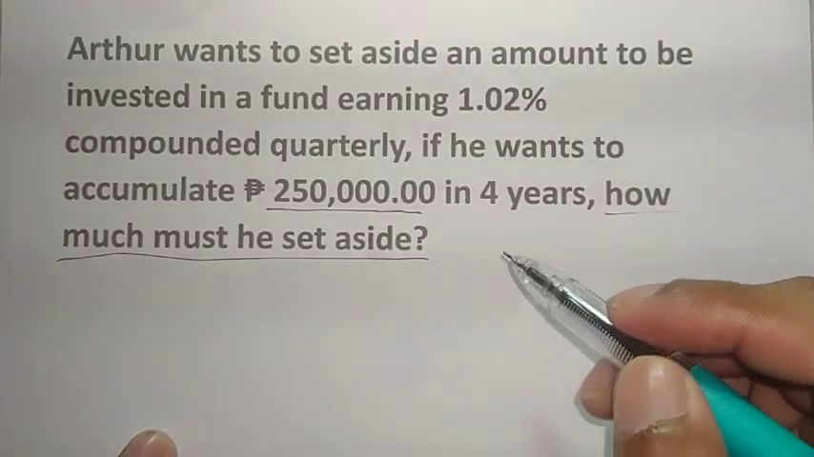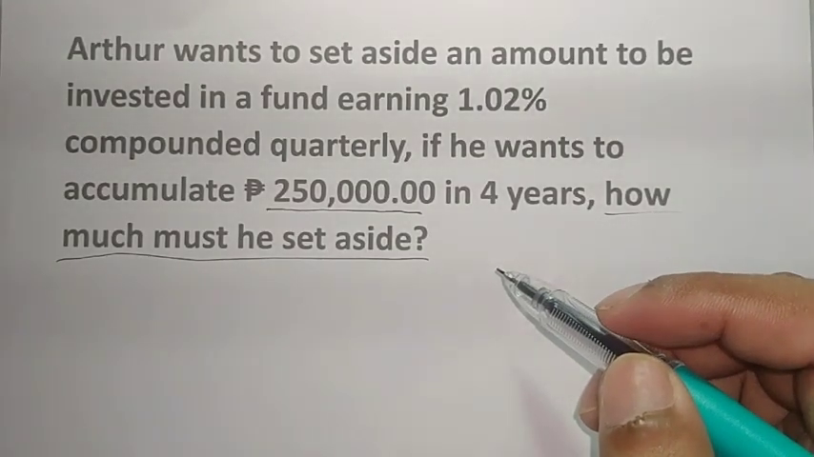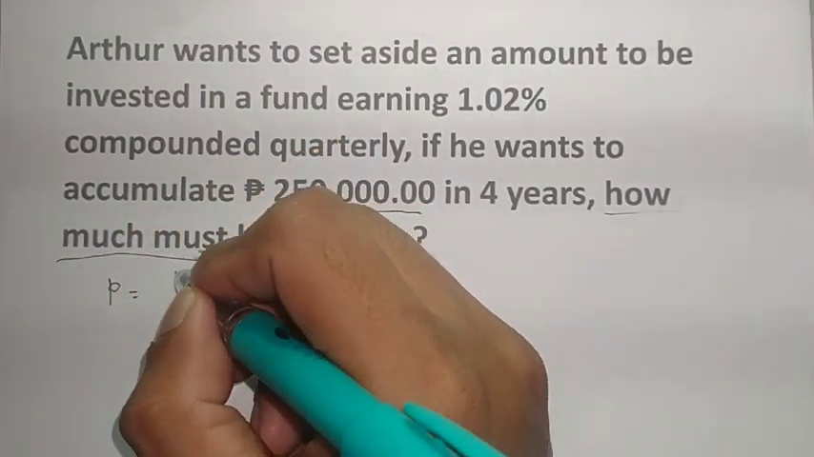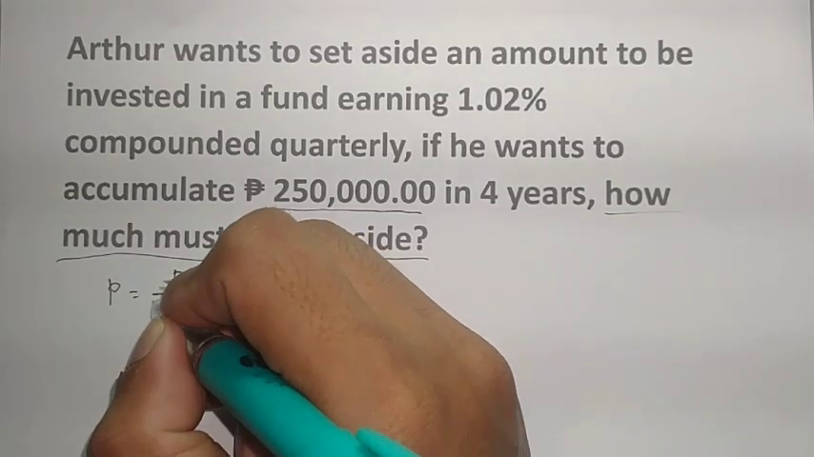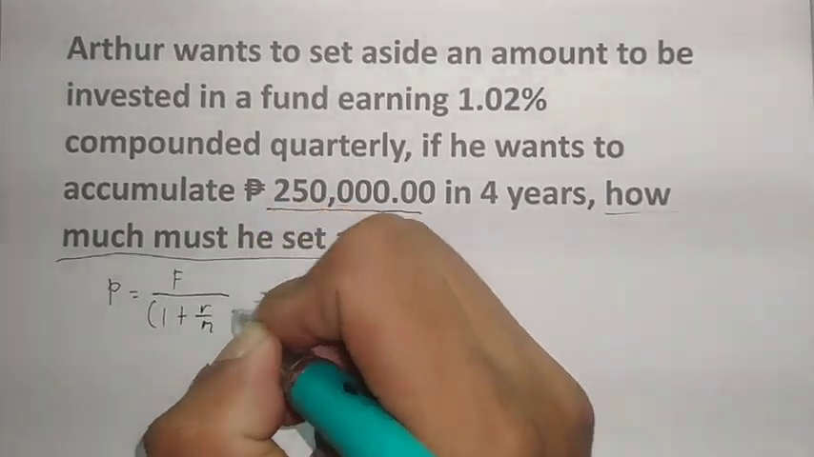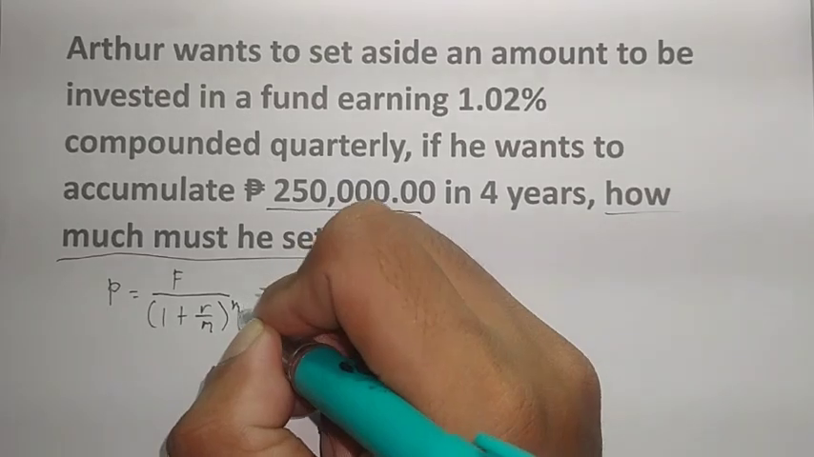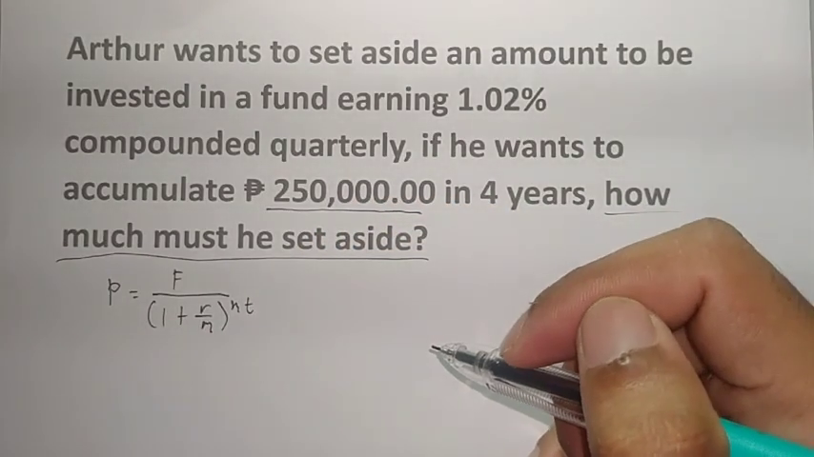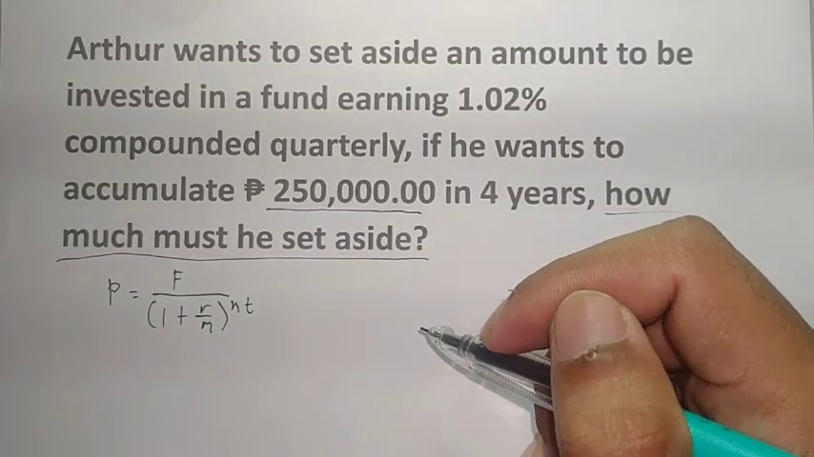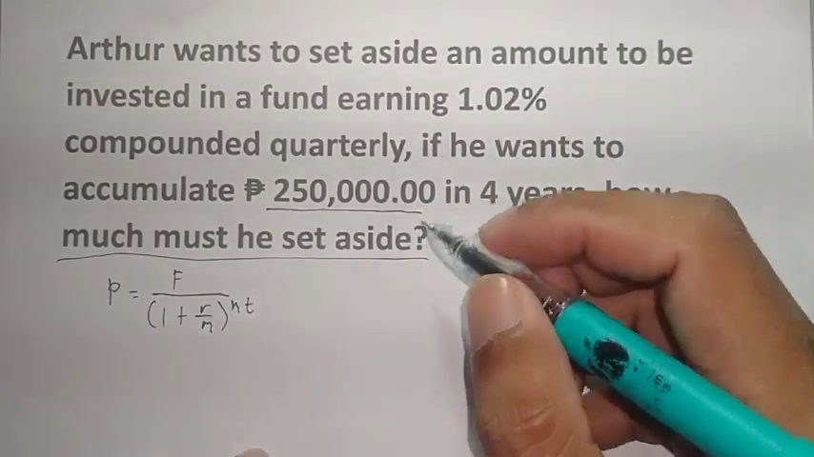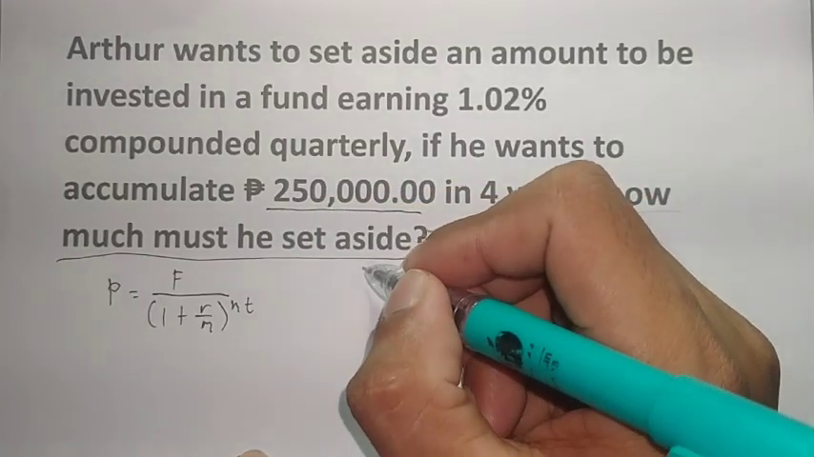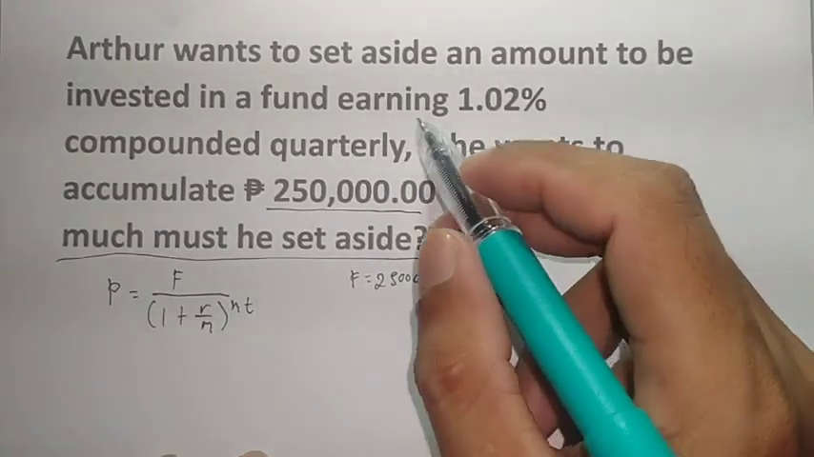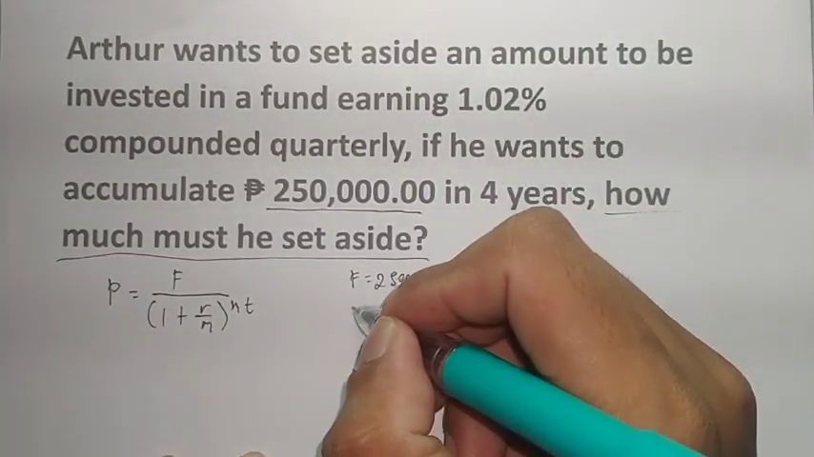Okay, so the formula for the principal is P equals F over 1 plus R over M raised to MT. Okay, but before we delve into the formula, let's define first the given values. So 250,000 is actually the future value, and the 1.02% is actually our rate.